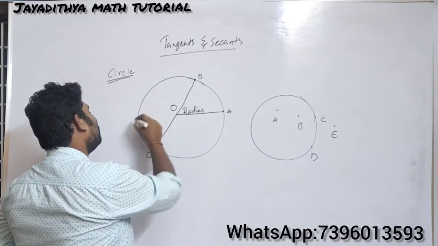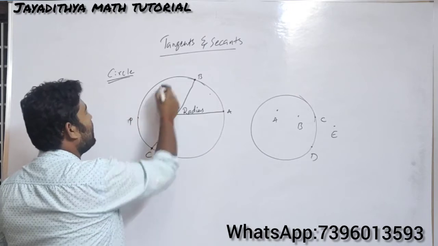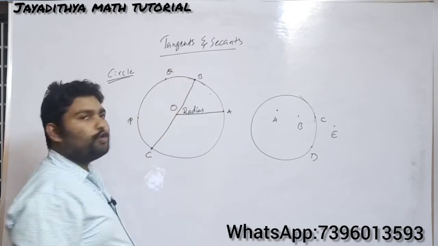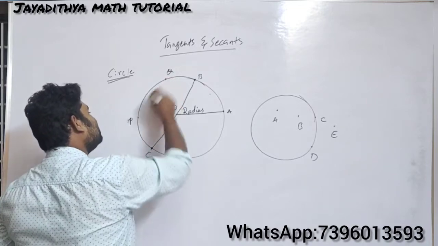You observe one more line. Let us take this point as P and the other point as Q. These two points are on the circle only. I am joining the line here also.